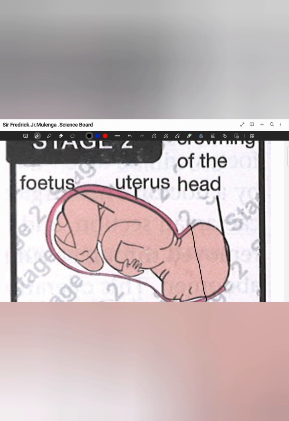During this stage, the walls of the uterus contract every 5 minutes, and each contraction lasts about 45 to 90 seconds. Contraction is mostly accompanied by the need to push. So the mother also pushes together with the contraction, which helps to speed up the process of birth.